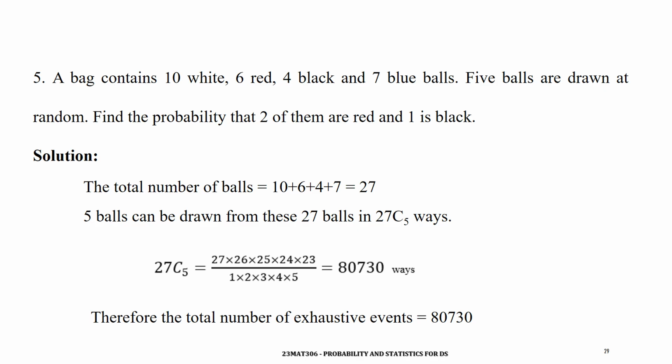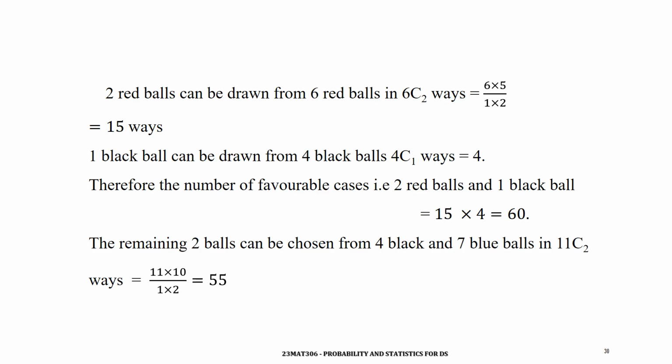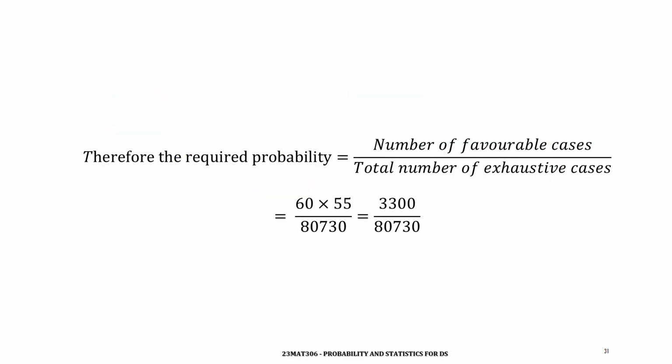That is the total number of exhaustive events, and we have to draw 2 red balls. How many red balls are there totally? 6 red balls are there. Out of 6 we are drawing only 2, so 6 C 2 ways, and 1 black ball is drawn from 4 black balls in 4 C 1 ways. So the total number of favorable cases, that is 2 red balls and 1 black ball, is 15 into 4, which is 60 ways. The remaining 2 balls can be chosen from 4 black and 7 blue balls in 11 C 2 ways, that is 55 ways. Therefore the required probability is the number of favorable cases divided by the total number of exhaustive cases, which is 3300 divided by 80730.